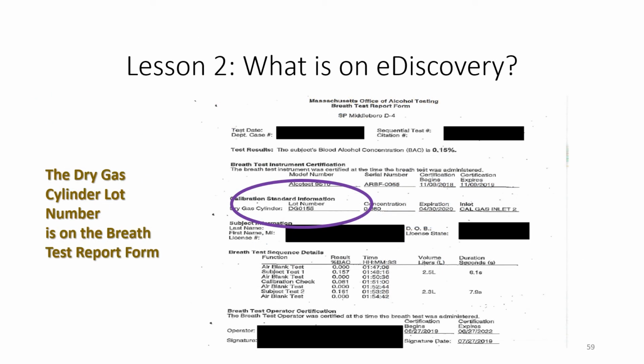For dry gas cylinders that are used during the cal standard or the calibration check of a breath test that's administered in the field, you'll find that particular lot number on the breath test report form. Here I've circled it for you. It's sort of toward the middle of the page, and it's under a section entitled Calibration Standard Information. It'll have that dry gas cylinder lot number listed there. It'll also have the expiration date as well as which inlet that particular dry gas came from.